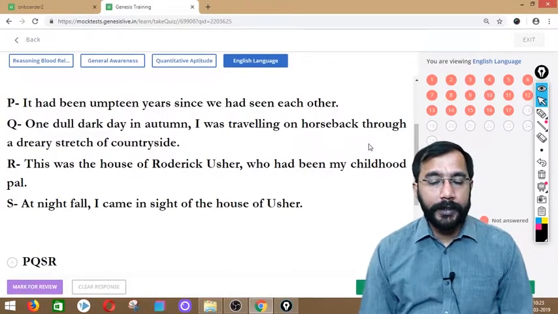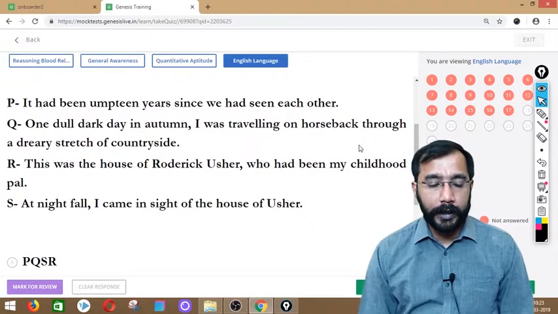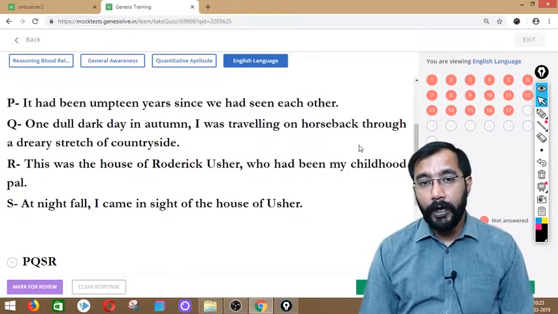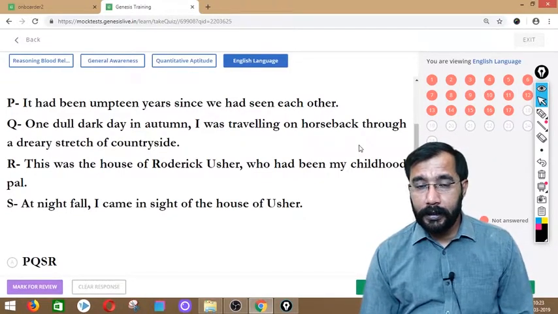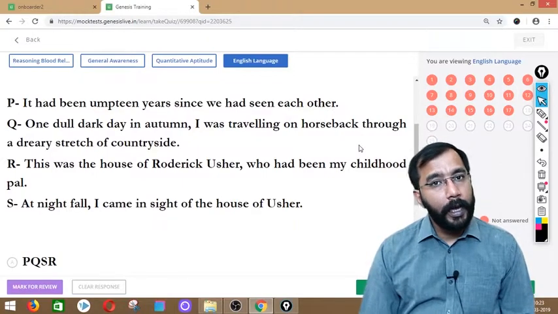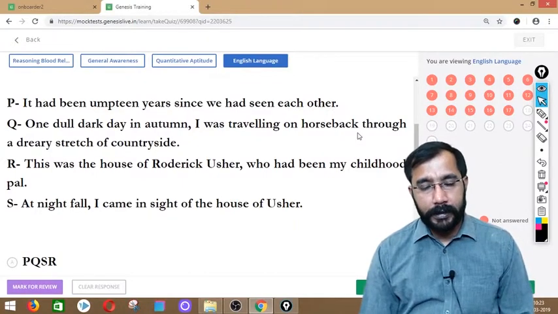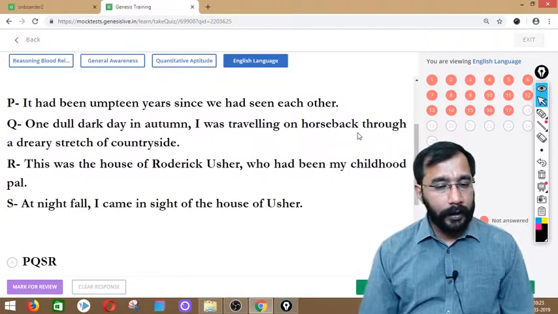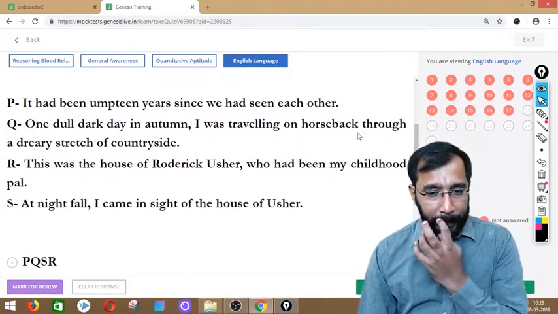All right, the next question is jumbled sentences. You'll have to rearrange the sentences in appropriate chronology and make a sensible paragraph out of it. So let's look at the sentences given.